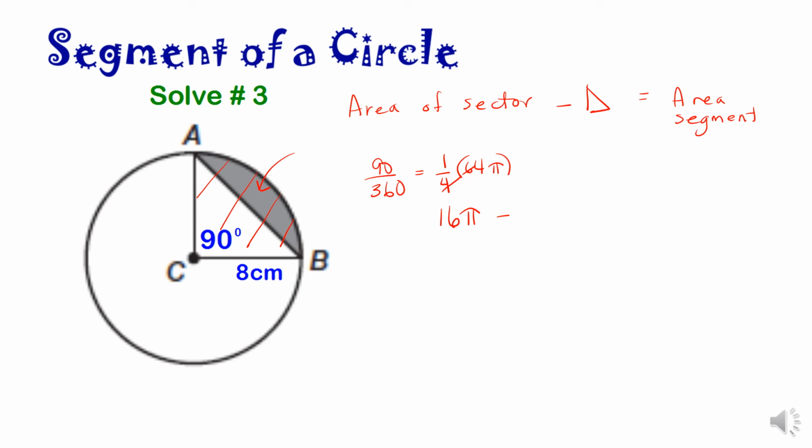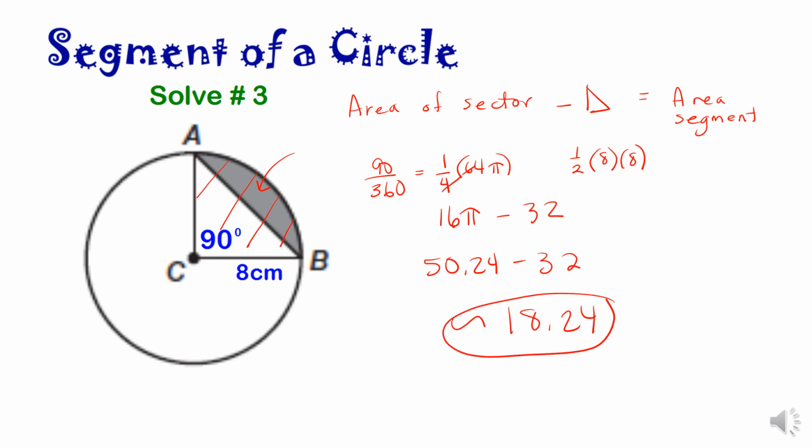So, but first we're going to go ahead and do the triangle. The triangle is 1/2 times 8 times 8. And so that is 32. And so now we're going to do 50.24 minus 32, and we get approximately 18.24 is the measure of our segment. So our segments are almost always going to be estimated, because I don't want you to leave pi in a formula there. Okay? All right, we got one.